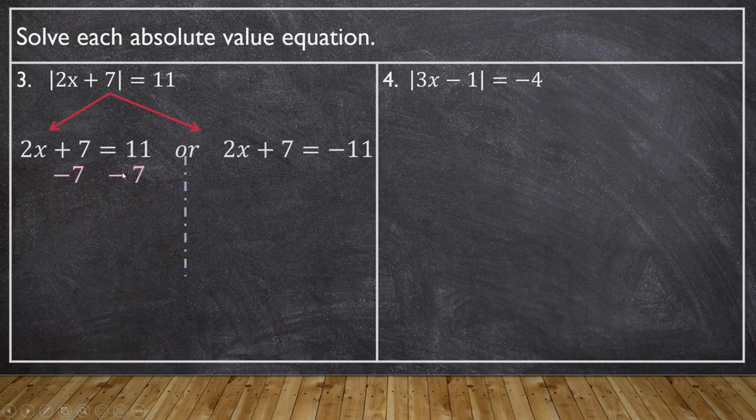Okay, now we just solve. I subtract 7 from both sides. 11 minus 7 is 4. I get 2x is equal to 4. Then I divide both sides by 2, and I get x is equal to 2. Okay, there's one of my solutions.